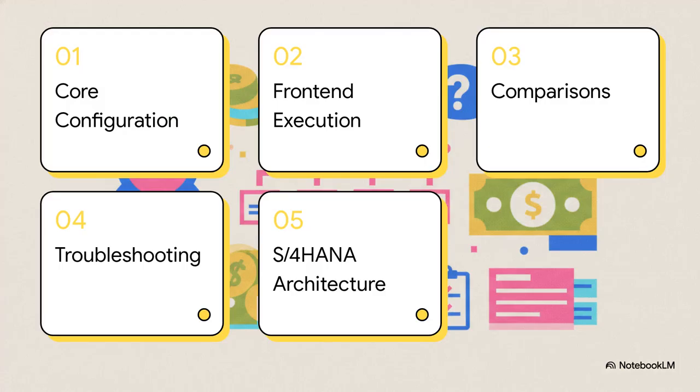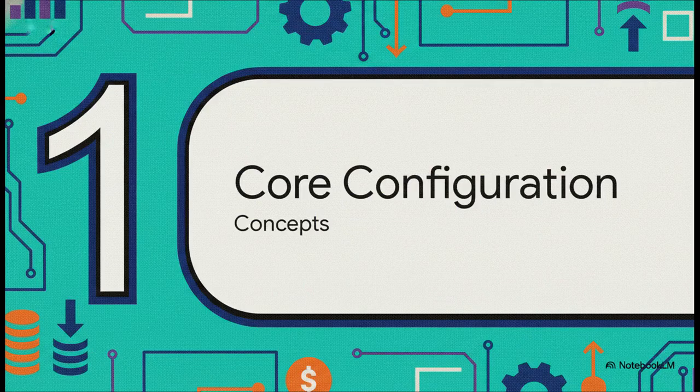Here is our roadmap for getting you interview ready. We're going to build this knowledge logically, kind of like an architectural blueprint. We'll start with core configuration, move into front-end execution, hit some rapid-fire comparisons, tackle troubleshooting, and finally wrap up with S/4HANA architecture. All right, kicking things off with Section 1, Core Configuration and Concepts.